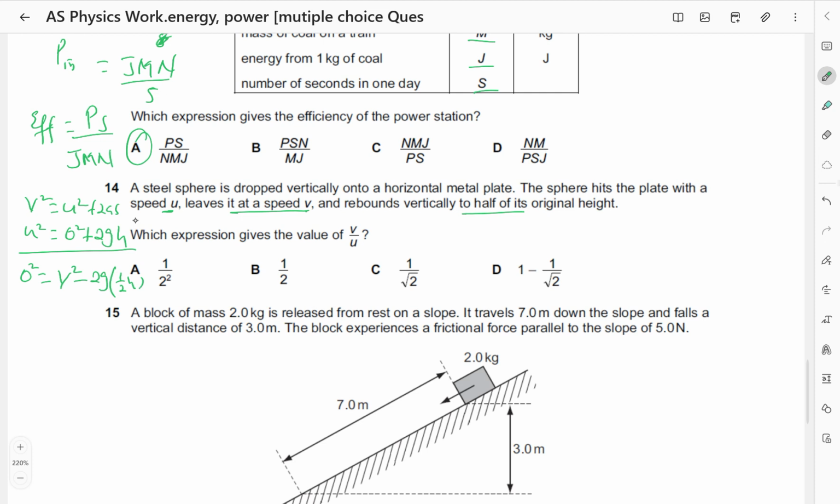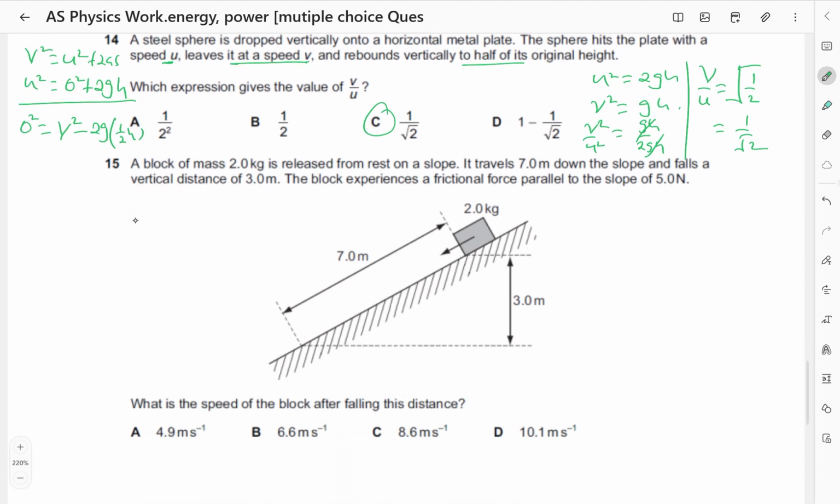So I now have two equations. The first is that u squared is equal to 2gh. The second is that v squared is equal to 2g times a half h, which is gh. So I divide the two equations: v squared over u squared is gh over 2gh, and gh cancels. Then I remove the square, so v over u is the square root of 1 over 2, which is simply 1 over root 2. So the answer here is precisely C.